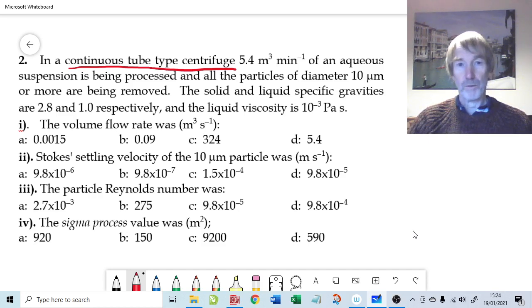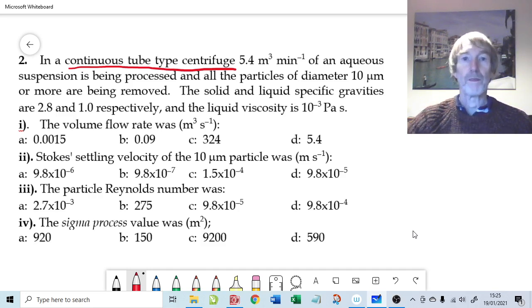Clearly we need to use an enhanced field force to speed the process up, and that is exactly what a tube-type centrifuge would be doing. It's enhancing the field force and making the device much, much smaller for the same throughput. Okay, so looking at the continuous tube-type centrifuge as an alternative to the settling basin, the similarities become even greater. But let's start with part 1.